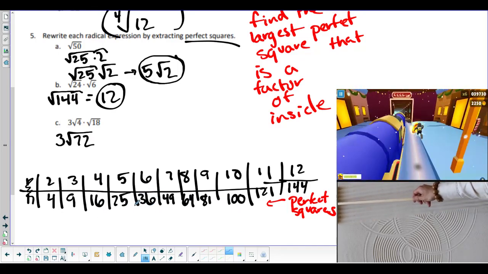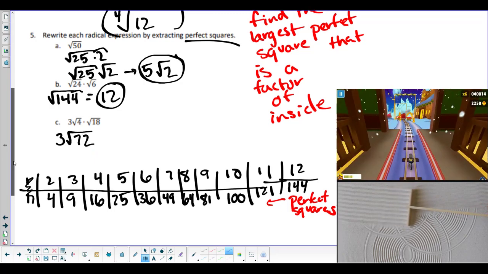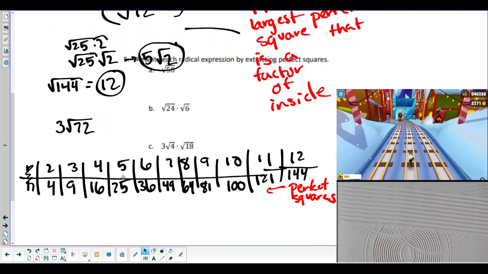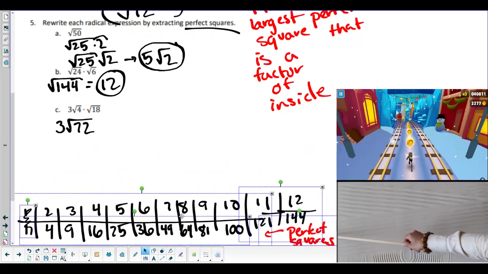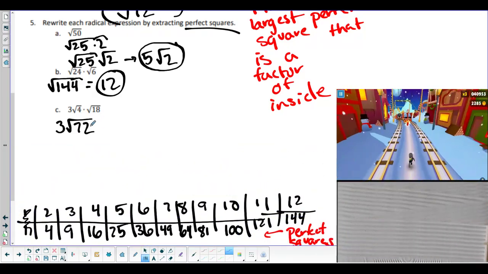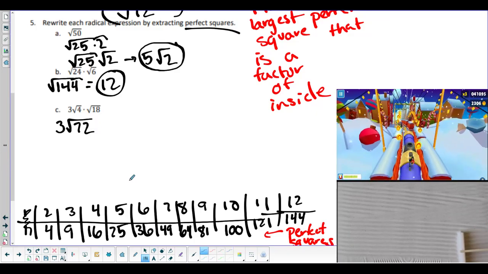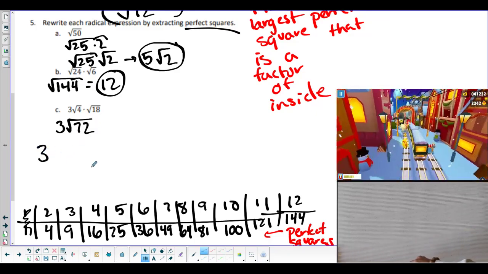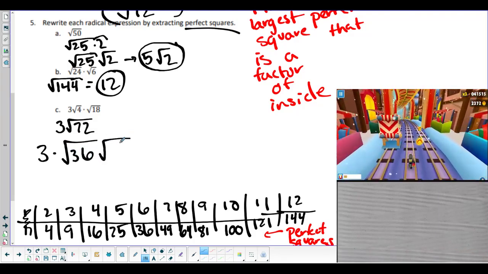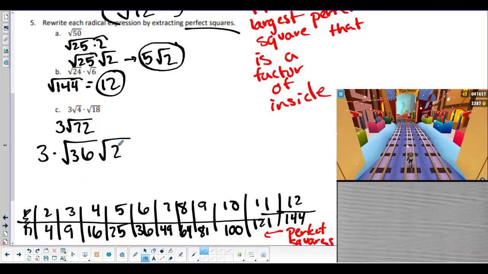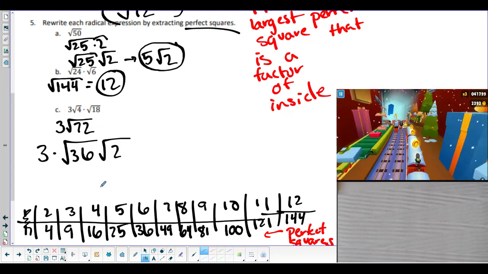But if you continue going, you'll see that 36 is actually the largest one. Let me just grab all this again, drag you down again. 72 is the same as 36 times 2. So really what this becomes is 3 times the square root of 36 times the square root of 2. That's this broken up. 36 times 2 is 72.